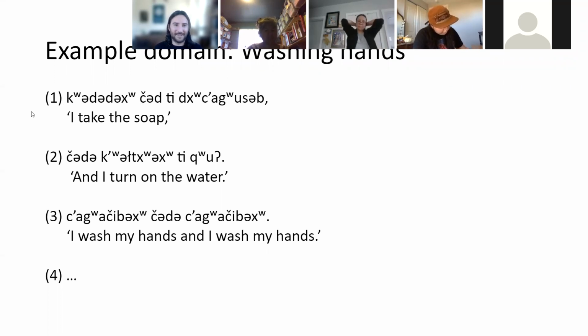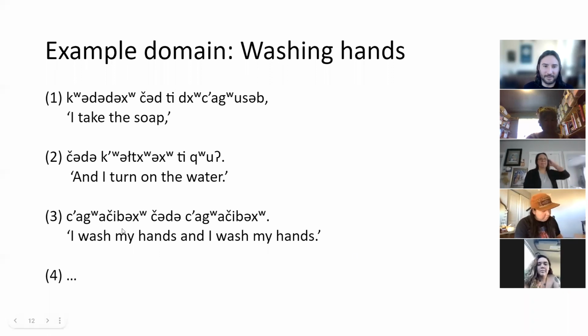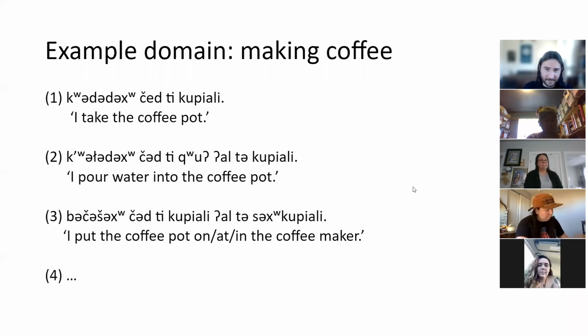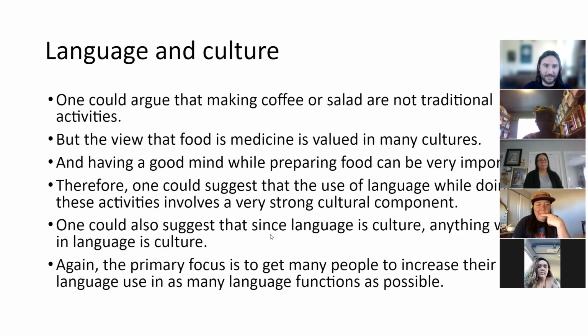Don't worry about having to read that. We have our own writing system that's also difficult at first. We've got all these symbols and such. So this would be like: I take the soap, I turn on the water, I wash my hands, etc. Making coffee: I take the coffee pot, I pour the water into the coffee pot, I put the coffee pot in the coffee maker. Making a salad: I'm cutting up vegetables. Vegetables are good. Vegetables are strong, healthy, joyful, whatever, etc.